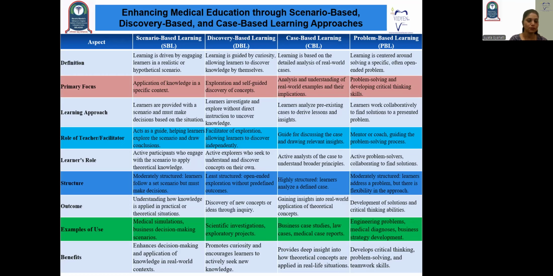Hence, all these techniques are pedagogical strategies that address the limitations of traditional medical education. By incorporating these approaches, medical educators can enhance student engagement, clinical reasoning, and application of knowledge. Future research should also focus on optimizing the integration of these methods and assessing their long term impact on medical training and practice.